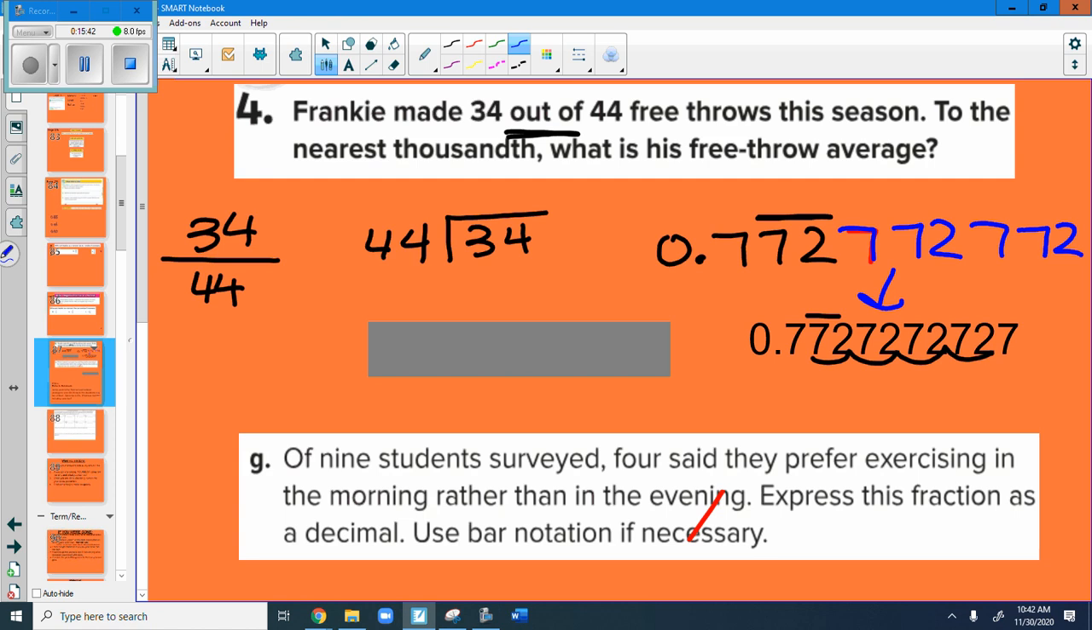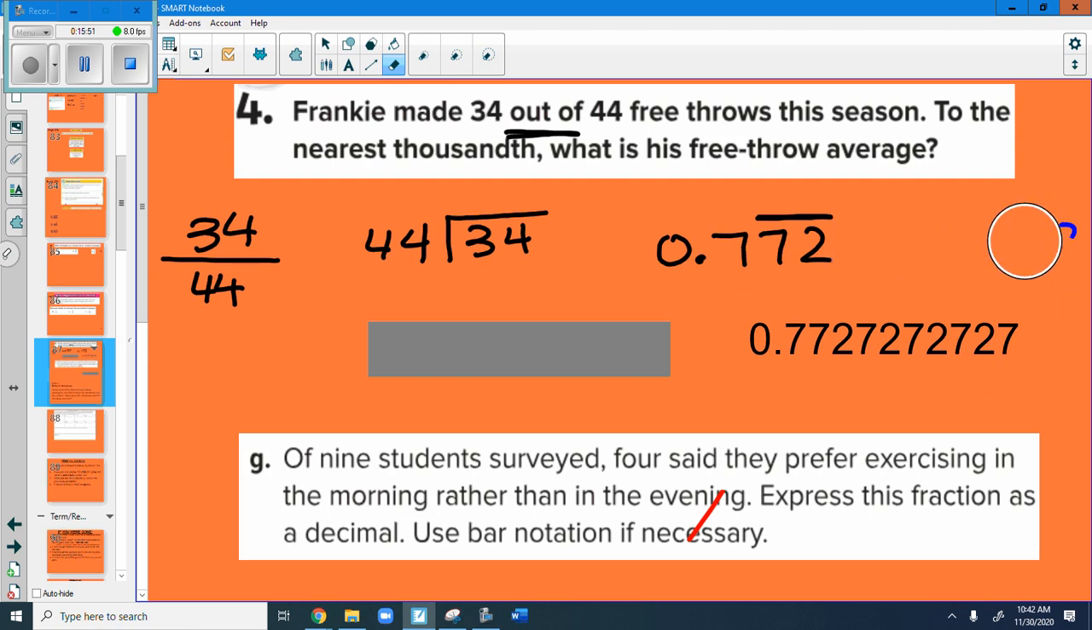And only the 7, 2 is repeating. That first 7 is not repeating. Up here, I have 0.772. You don't have to, though, because it's just the 7, 2 that is repeating. You understand that this would keep going. This would be 2, 7, 2. Okay, so either way is okay. Moving on. Nope, we're going to move on.